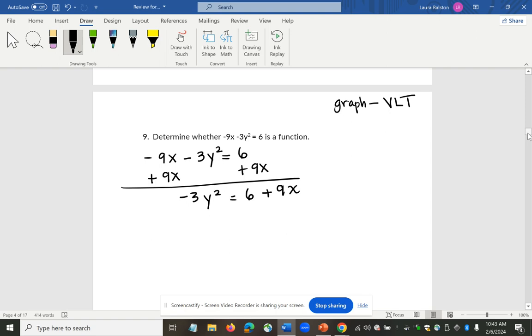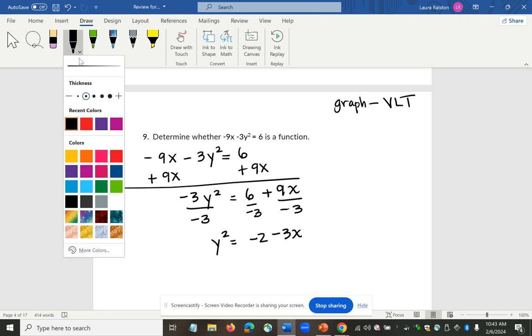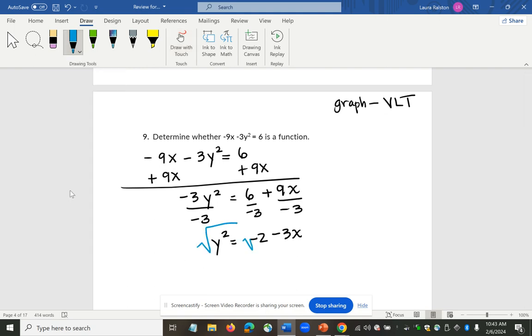I'm going to divide both sides by negative 3. Every piece gets divided by negative 3. So I have y squared equals negative 2 minus 3x. And then I'm going to have to take the square root to get rid of the square. And when I take the square root, I get both the positive and the negative. So I have y equals plus or minus the square root of negative 2 minus 3x.